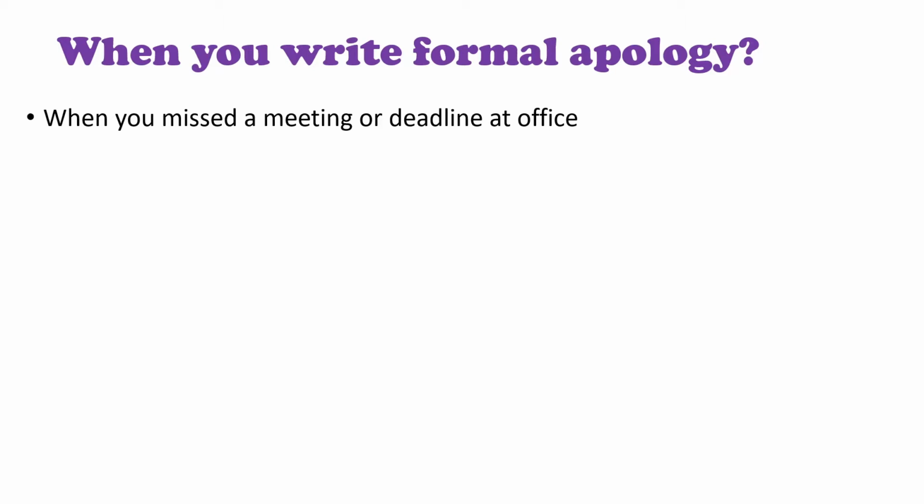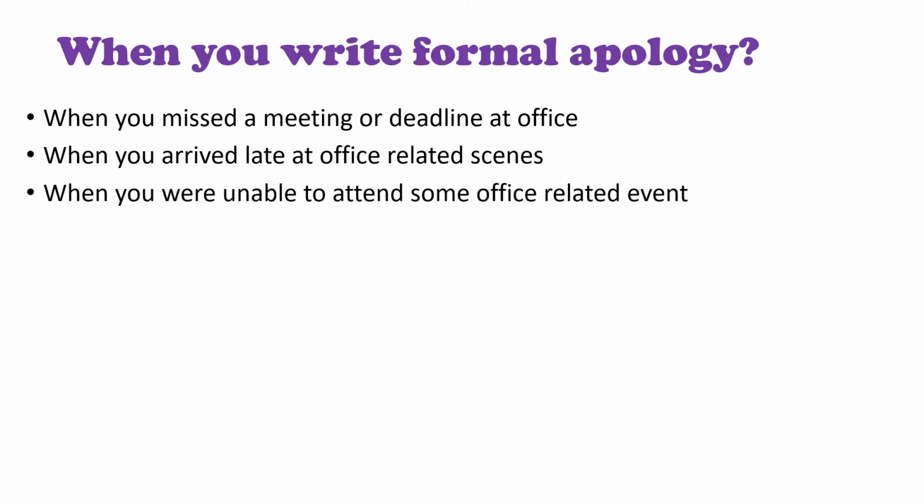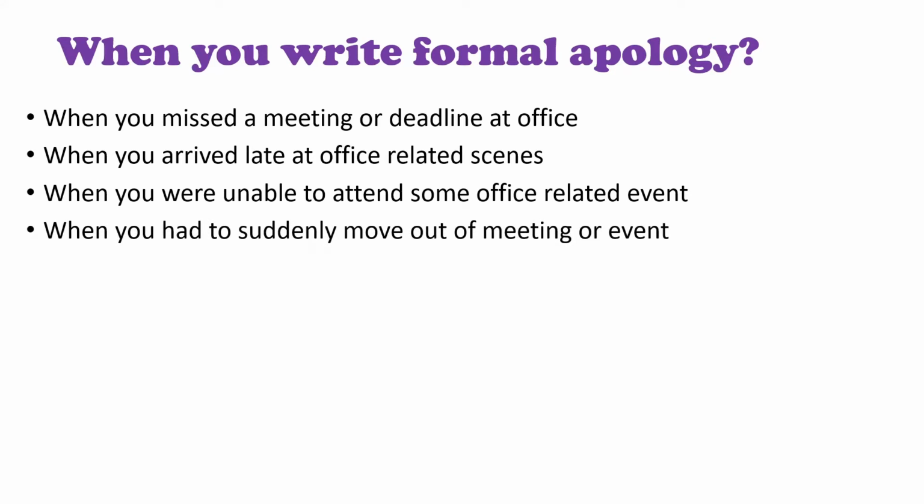So when you have missed a meeting or a deadline at office, you write a formal apology. When you arrived late at office, when you were unable to attend some office related event like your celebration, a client meeting for bonding between 2 companies, they have some dinner parties and all, so if you missed them. When you had to suddenly move out of a meeting or event due to some unavoidable circumstances, you have to leave the meeting or the premises in between, then you write an apology letter.